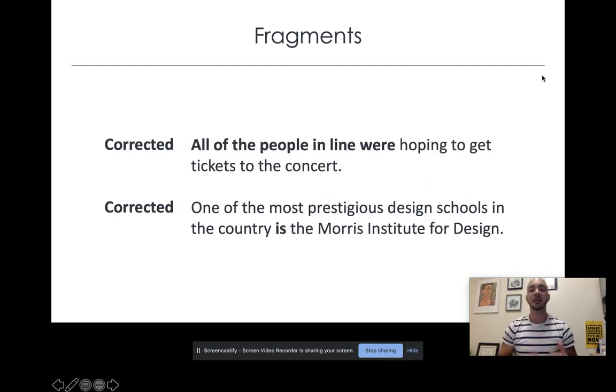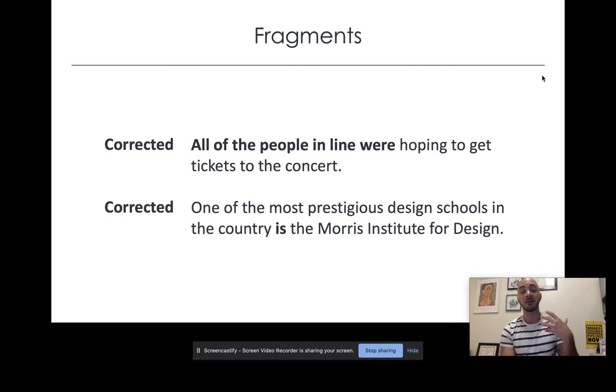So there are some ways that we can correct fragments. We can do that by adding information to them or sometimes taking information away. In the case of a fragment that is a phrase, we need to add the missing information to it. So in the first example, all of the people in line were hoping to get tickets to the concert.